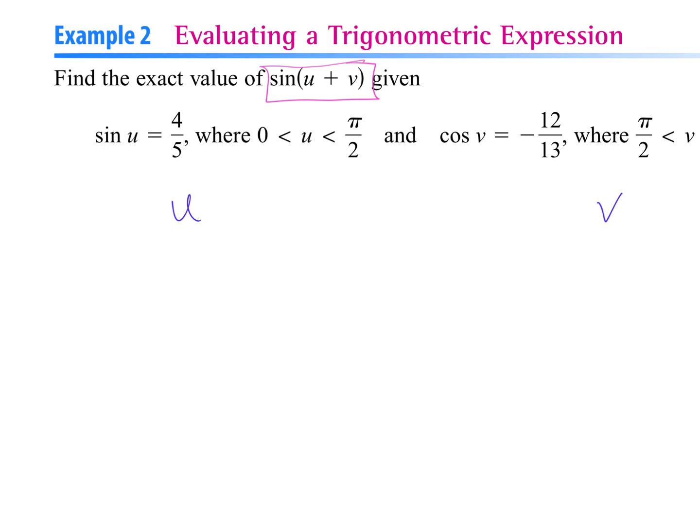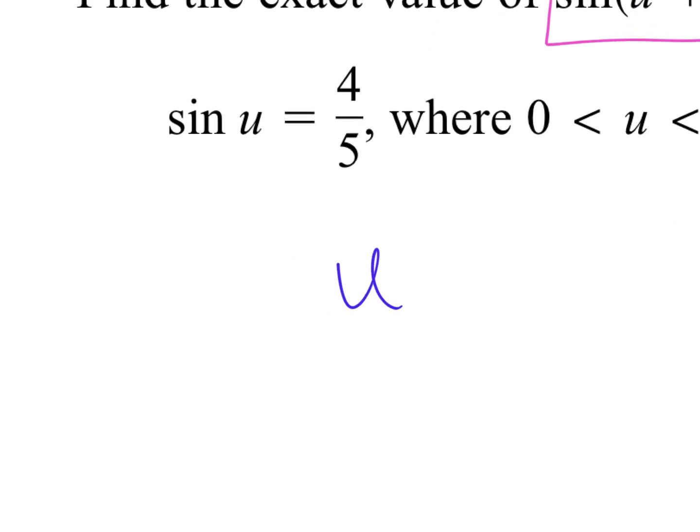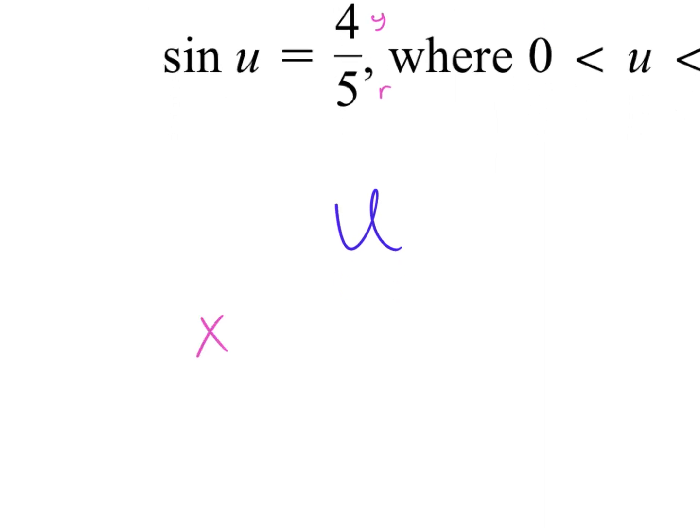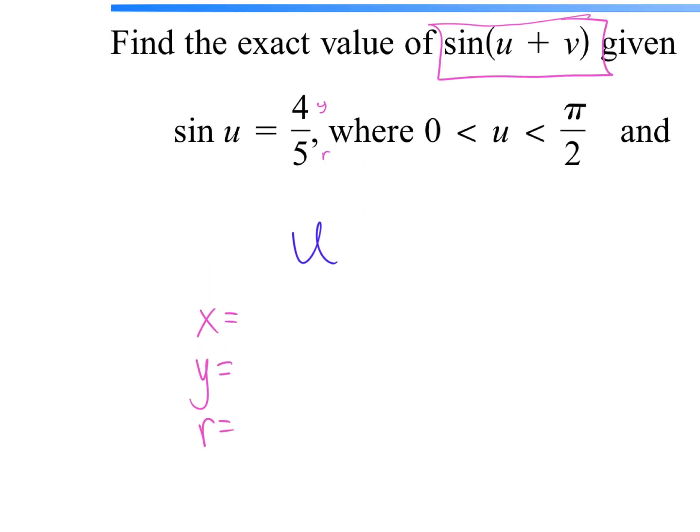When they give me triangles and they tell me sine, cosine, or tangent, what letters are they giving me if they tell me sine is 4/5? They tell you what? Y and R. Perfect. I have X, a Y value, and an R value. What do you know about R? It's always positive. Okay, good. So they told me that my Y value was 4 and my R value is 5.